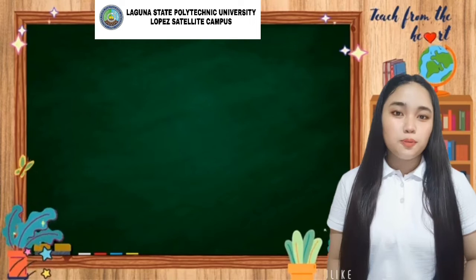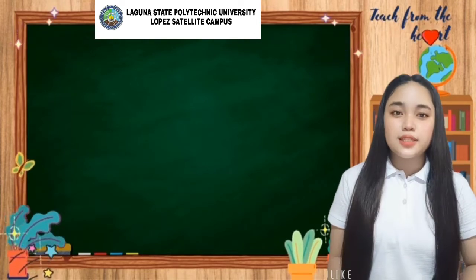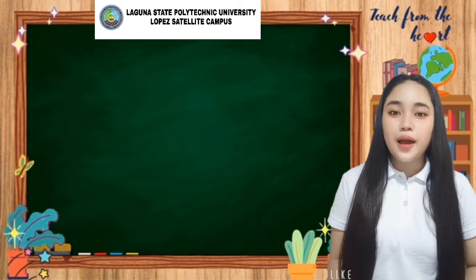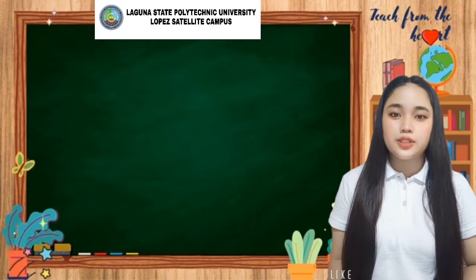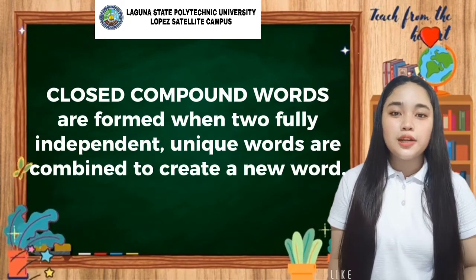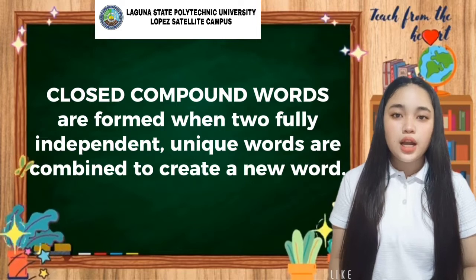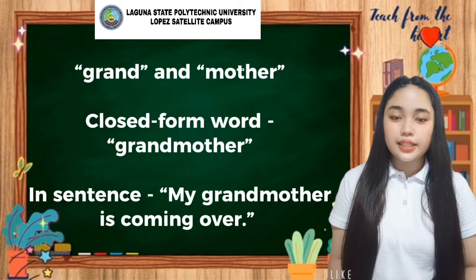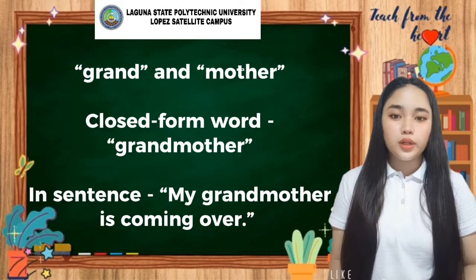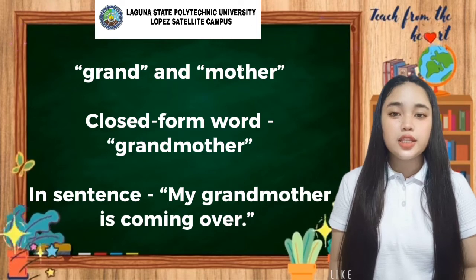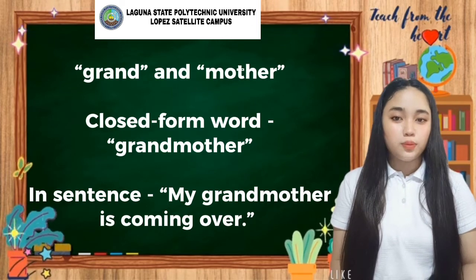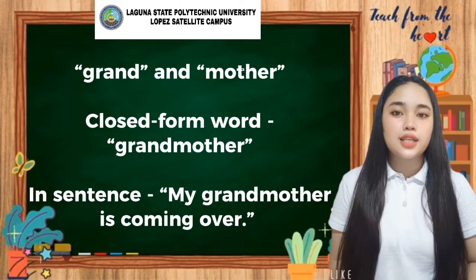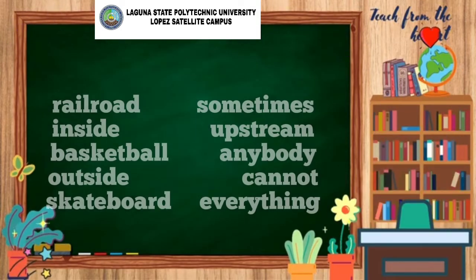When it comes to compound words, there are three different types that are important: closed form, open form, and hyphenated. Let's define how each type of compound word is different. Closed compound words are formed when two fully independent unique words are combined to create a new word. For example, we would combine grand and mother to create the closed form word grandmother. In a sentence, this would be like, my grandmother is coming over. These are the most common type of compound word, and here are some examples of closed compound words.